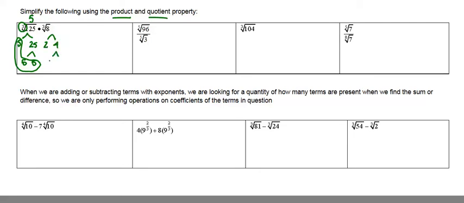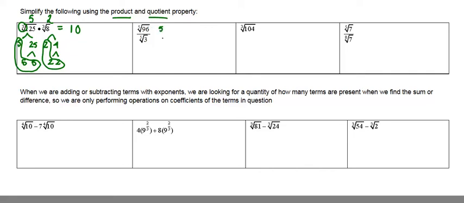And similarly, I can break 8 into 2 and 4, and 4 I can break down into 2 and 2. So I have another group of 3. So 5 times 2 is going to give me a final answer of 10. Okay, going on to the quotient property.